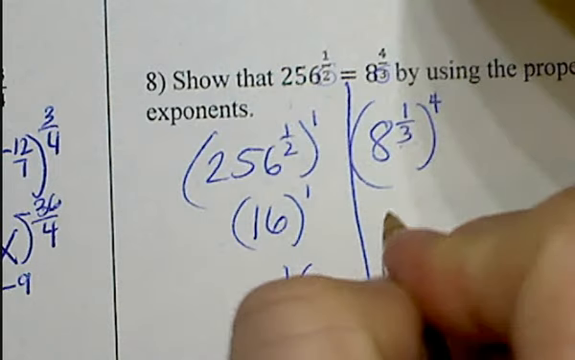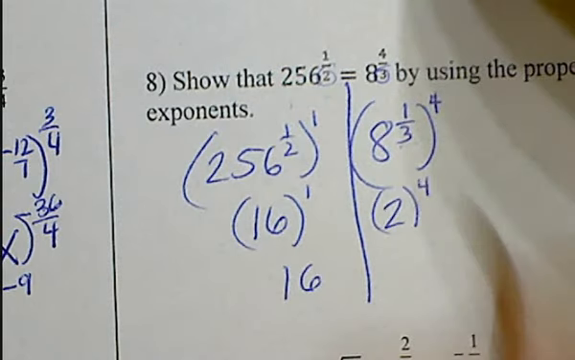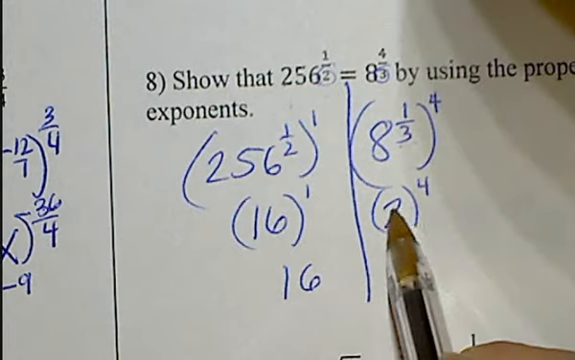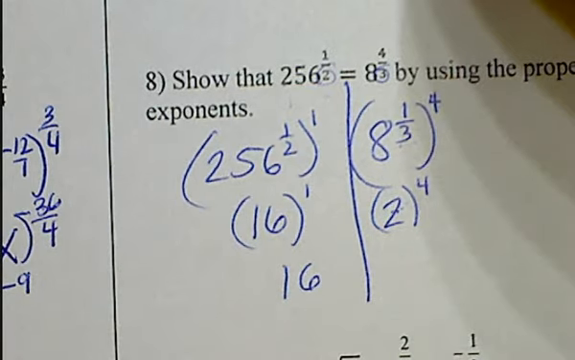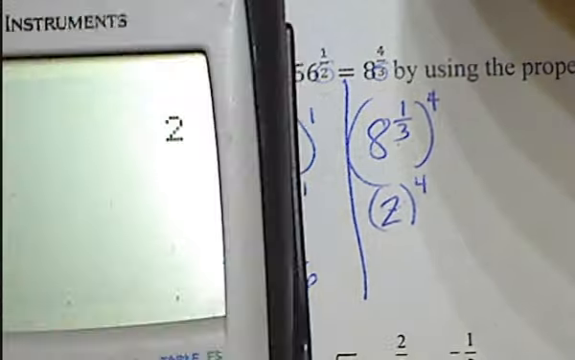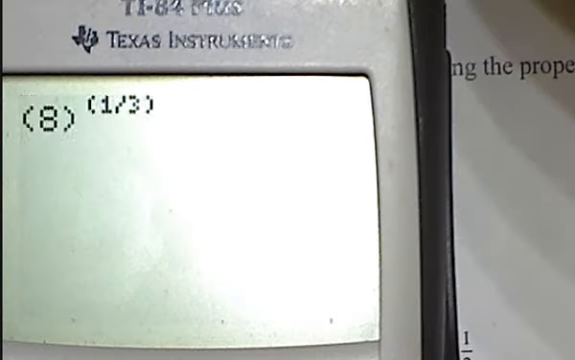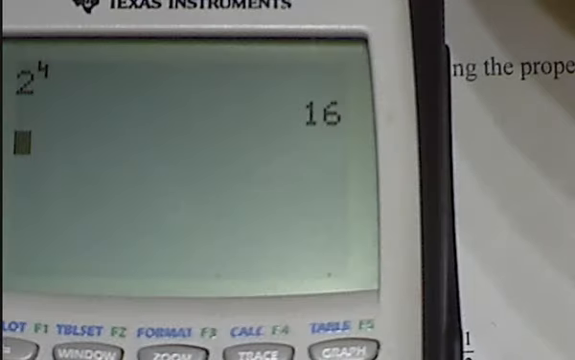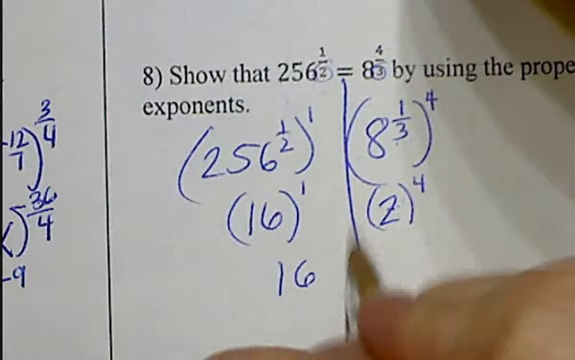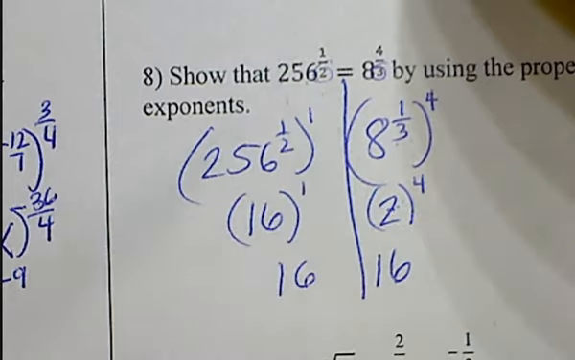Now 2 to the 4th. A common mistake would be 8. This is 2 times 2 times 2 times 2. And if you don't know the answer, again, you're going to take 2 caret 4 on your calculator. 2 caret 4. Correct answer is 16. And we have just proven, using properties of exponents, that the left side is equal to the right side.